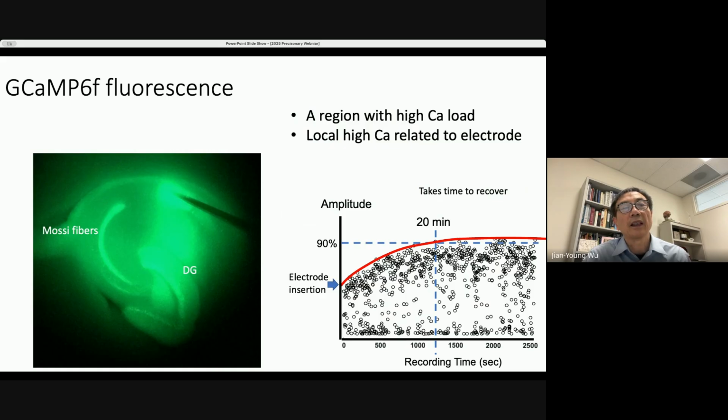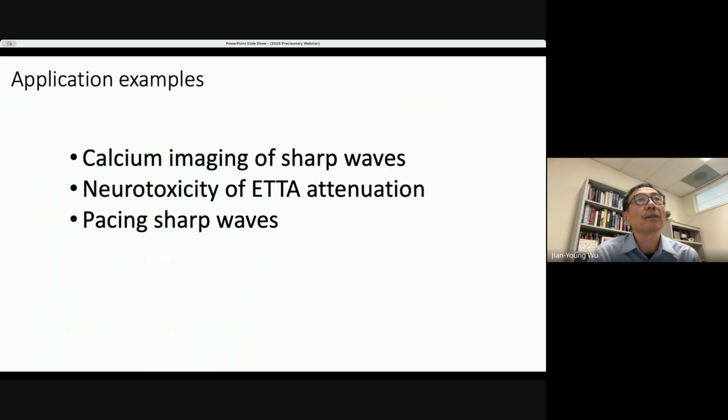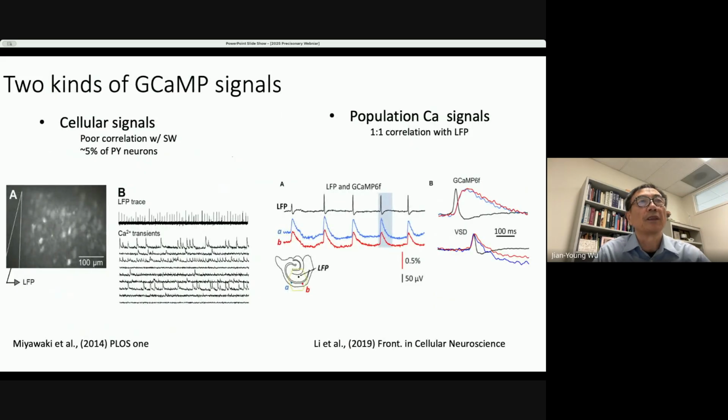Those are indications of damage just surrounding the local field potential recording electrode, and they affect our research a lot, because you need a long recovery time. On the left image, you can see the electrodes create an area of higher calcium loading. That is another indication of tissue damaged by the electrode, micro damage by the electrode. Okay, I don't have much time, so I just gave you a few research examples about calcium imaging of sharp waves.